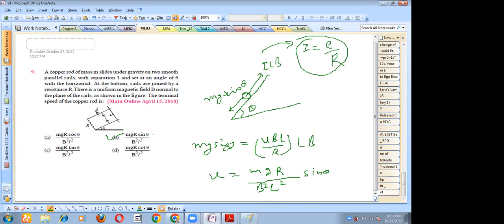Getting my point? Yes, sir. The question seems to be difficult, but it is very easy. What you have to do? It is given the rod is going with a constant speed. It means mg sine theta will balance ILB, and for the current I you have to put E by R, and EMF E will be VBL. That is the point. Understood? Yes, sir.